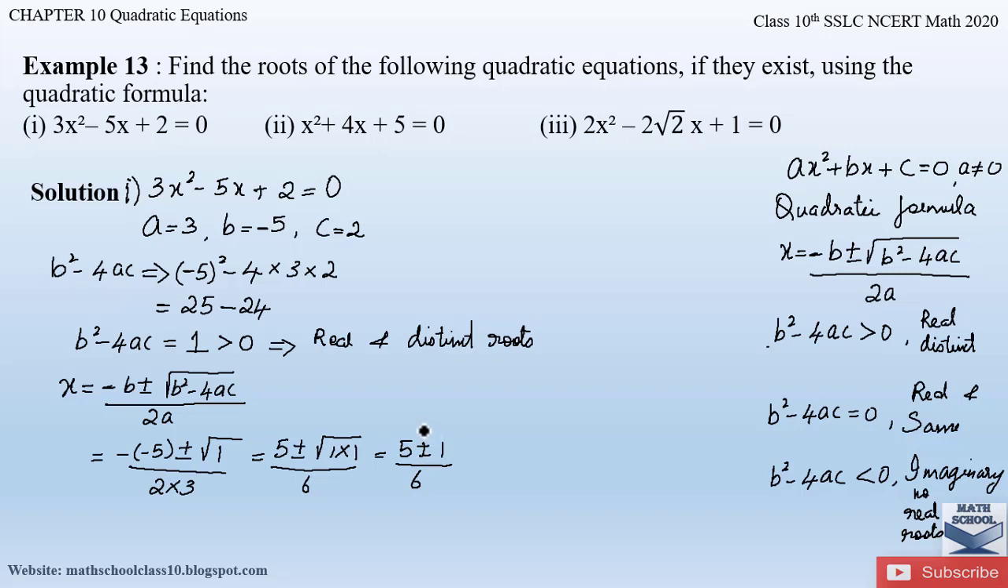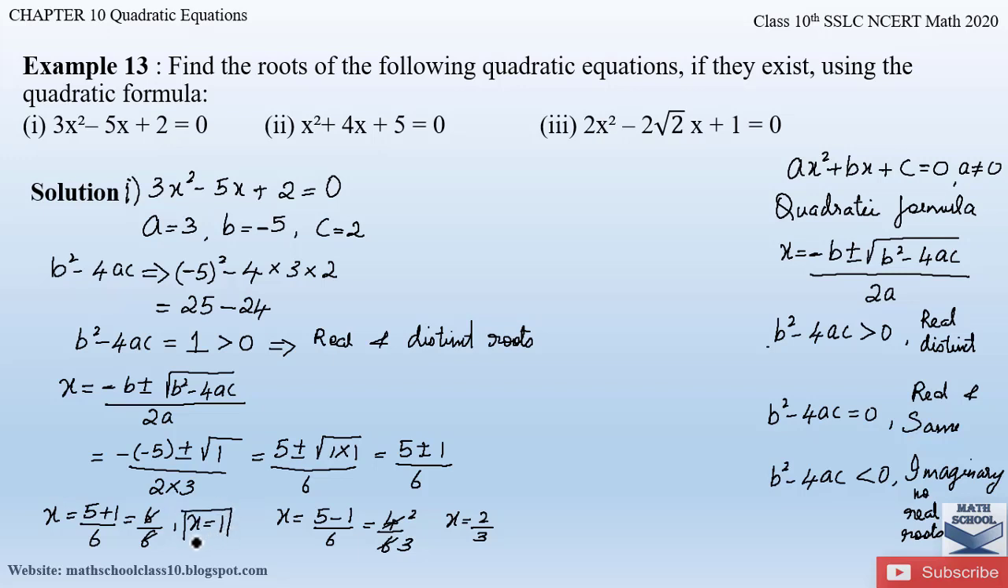Now we take the plus sign for the first root, and the minus sign for the second root. So the first root: x is equal to 5 plus 1 divided by 6, that is 6 divided by 6, so 6 and 6 get cancelled. So the x value we got is 1. Similarly, let us take the minus sign for the second root. x is equal to 5 minus 1 divided by 6, that is 4 divided by 6. 2 twos are 4, 2 threes are 6. Therefore we got the x value as 2 divided by 3.